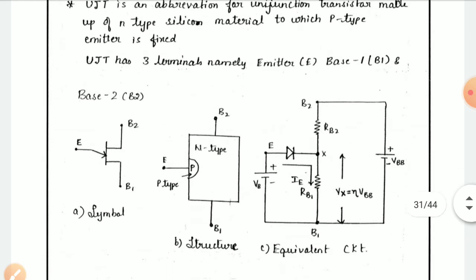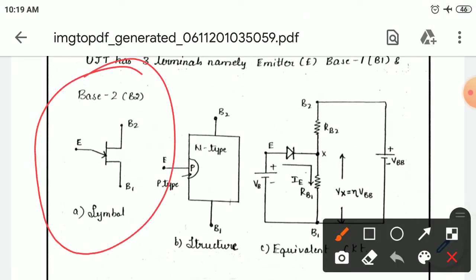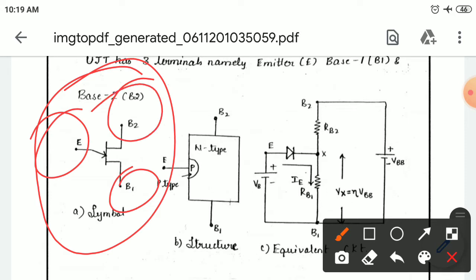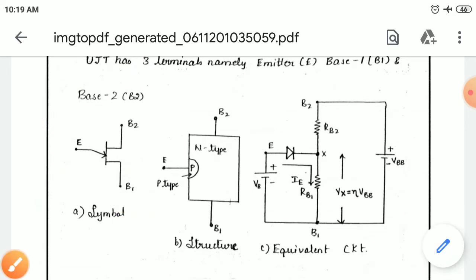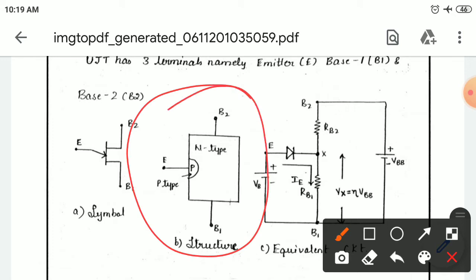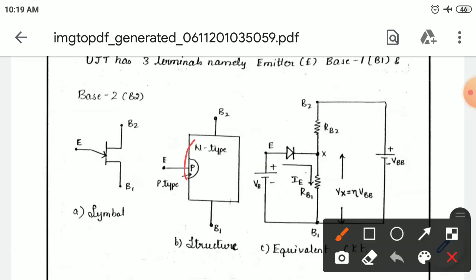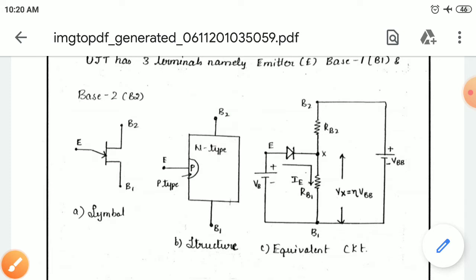See, this is the symbolic representation of the unijunction transistor or UJT, consisting of an emitter, base 1, and base 2. In the structural view, this is a cross sectional view of the UJT. It consists of an N type semiconductor and a P type semiconductor, doped together. The P type semiconductor forms the emitter terminal of the UJT, and the N type semiconductor forms base 1 and base 2. It is a three terminal device consisting of base 1, base 2 and emitter.